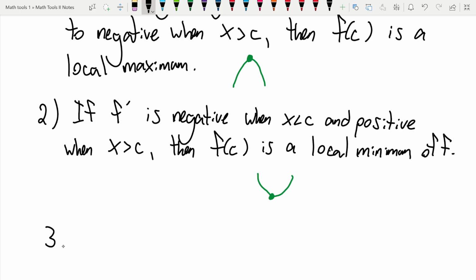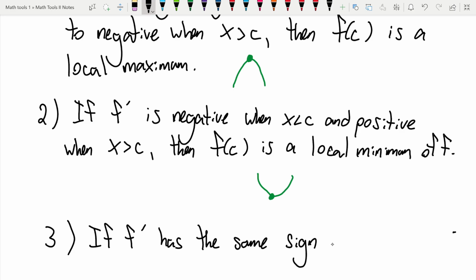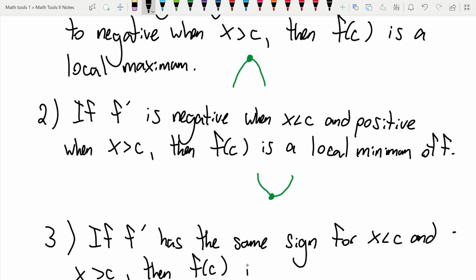Okay, so the third option would be if f prime has the same sign for x less than C and x greater than C, then f of C is neither a local minimum or local maximum. Okay.